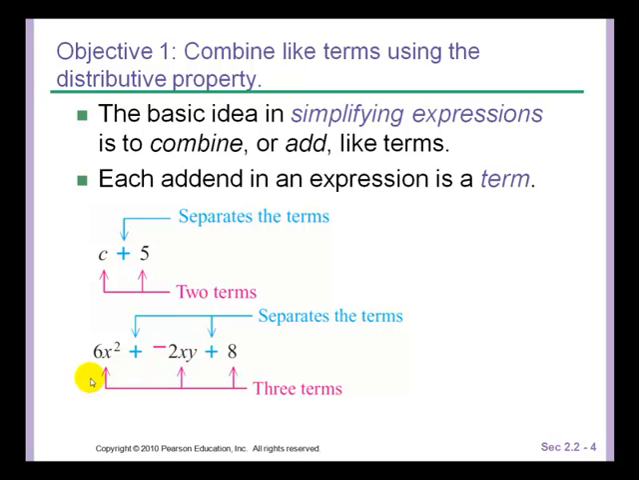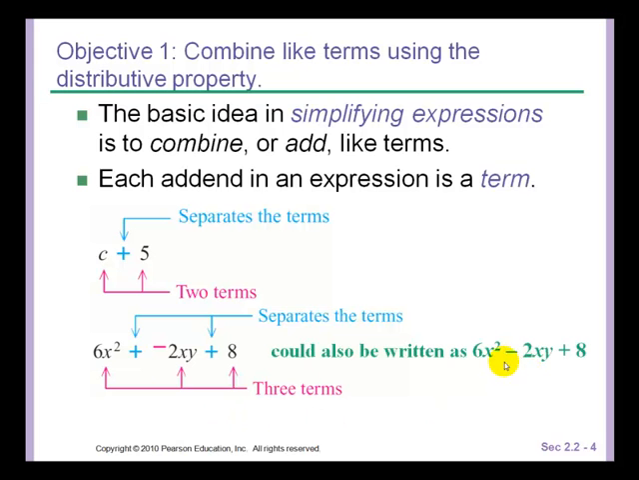Here's another example. This has three terms. There are three things being separated by additions. 6x squared is a term, negative 2xy is a term, and 8 is a term. They are separated by additions. Please note that adding negative 2xy could be written as just subtracting 2xy. This also has three terms, the 6x squared, and we consider this a negative 2xy.